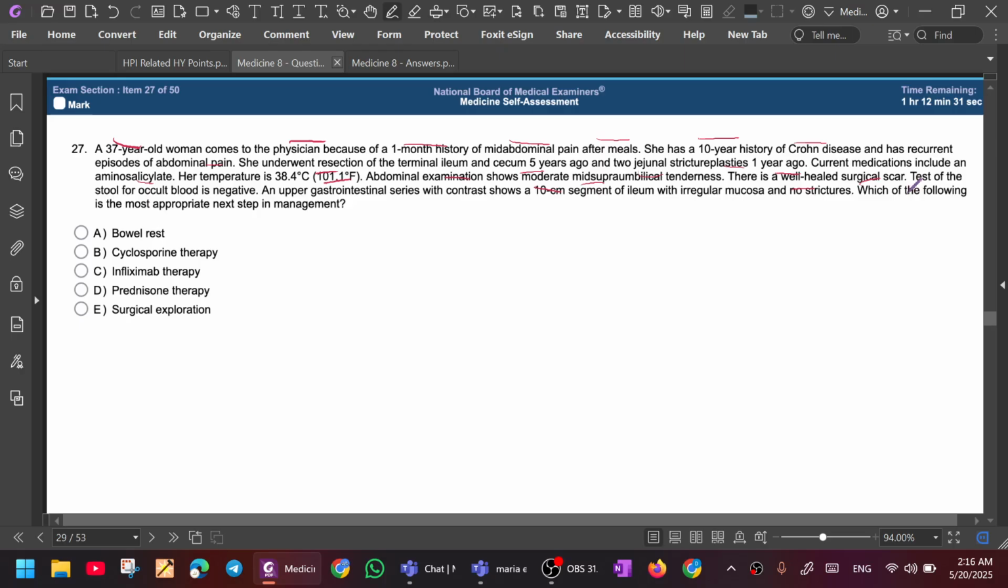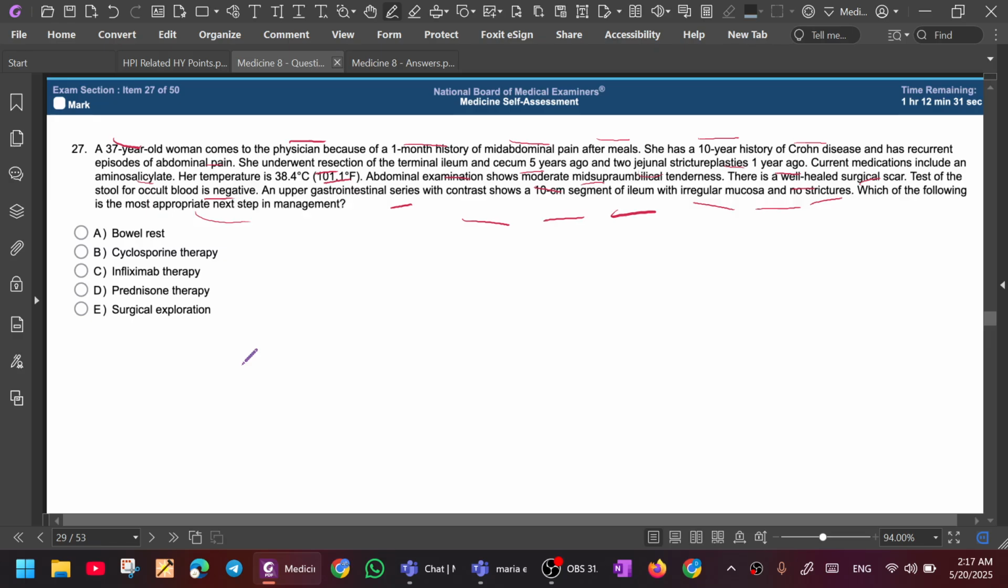There is a well-healed surgical scar. Stool occult blood test is negative, and upper GI series with contrast shows a 10 centimeter segment of the ileum with irregular mucosa with no stricture. Which of the following is the most appropriate next step in management?